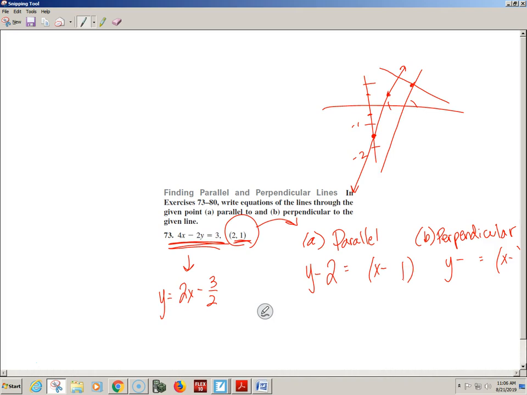What else do I need to put? Parallel. I keep the slope the same as what? This one, same point. I have my 2, I have my 1. Pretend that's it. Who's my slope going to be? And Alec, all you gotta do is distribute and get y by itself. And then distribute and get y by itself.